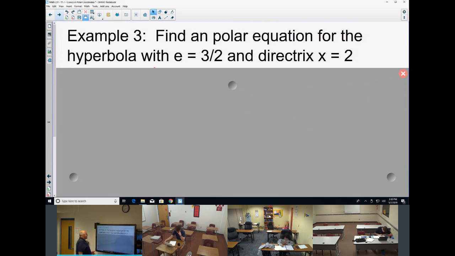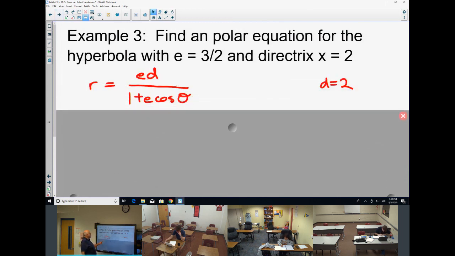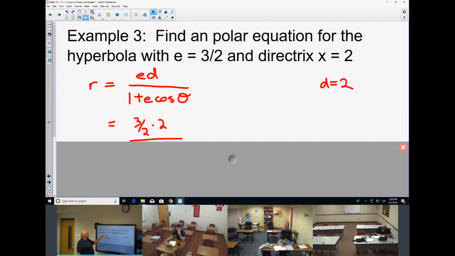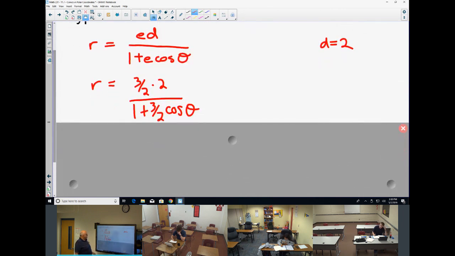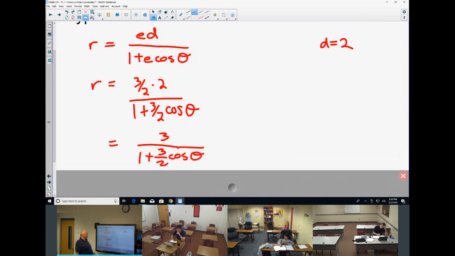Okay, so you start off and you say, we're using the general form here, and we're going to plug in d equals 2 from the directrix equation, and e equals 3/2. So we get r is equal to 3/2 times 2 over 1 plus, and then the e again is 3/2 cosine theta. So now I simplify, cancel the 2's on top, and I get 3 over 1 plus 3/2 cosine theta.